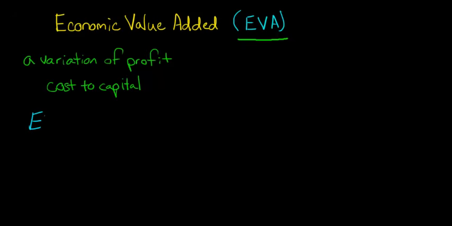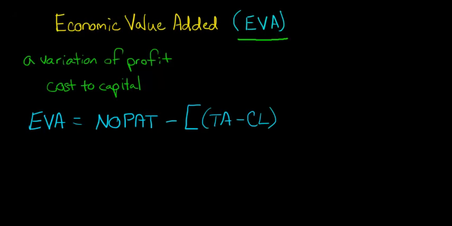So the economic value added, EVA, is equal to the return, which we'll call NOPAT, net operating profit after taxes, minus, so after accounting for, the invested capital, which will be total assets minus current liabilities, times WACC, the weighted average cost of capital. So what we're doing here is this. It's a long equation, but bear with me.